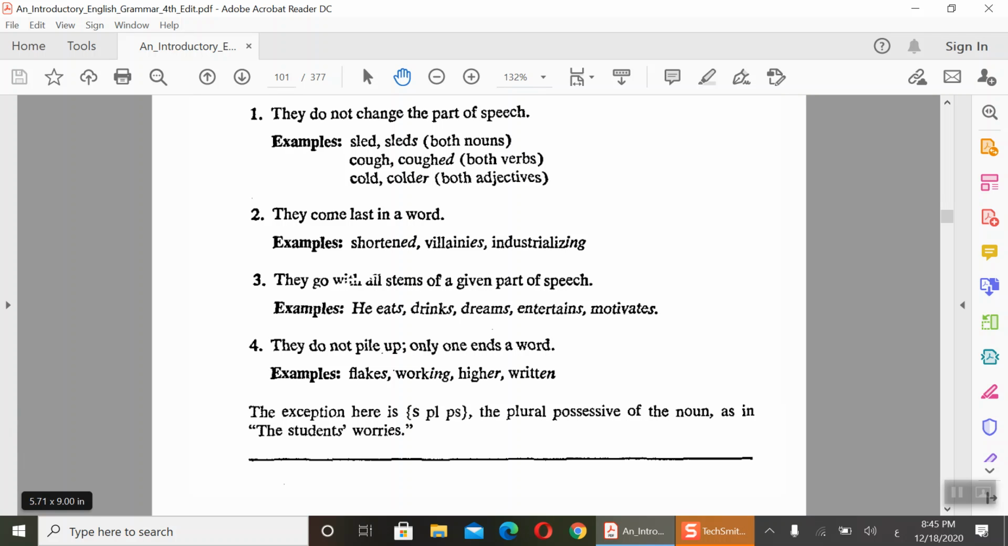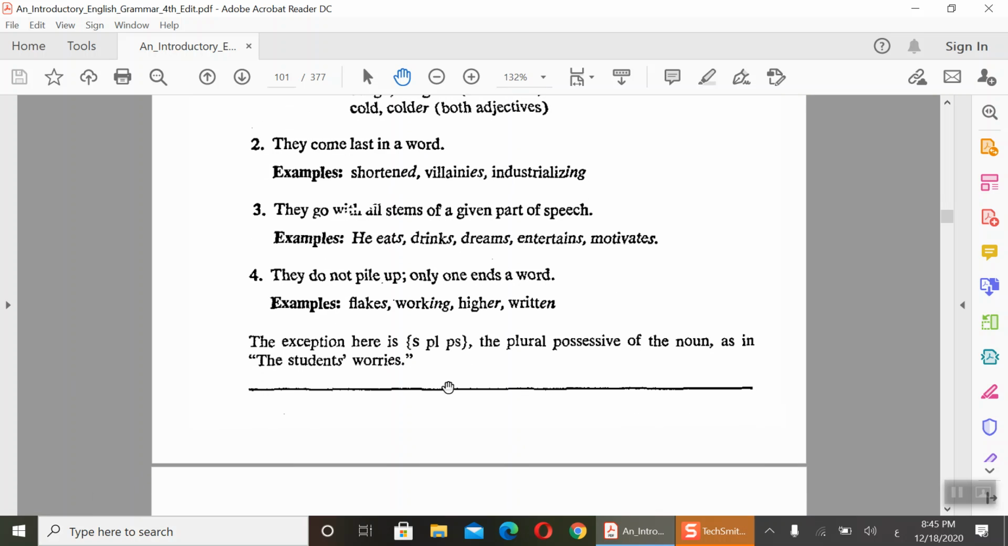We will see with derivational affixes, no, they don't, for example, they don't close off. They change. We will see these differences. Only exception here, we have this exception for this, the plural possessive of the noun, as in the students' worries.